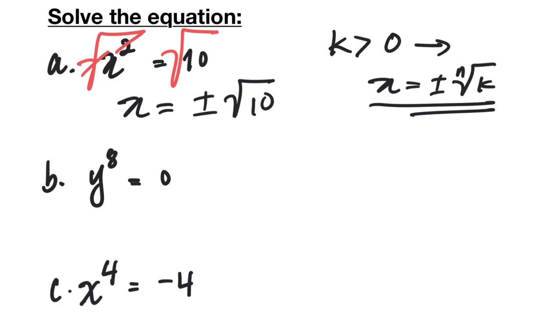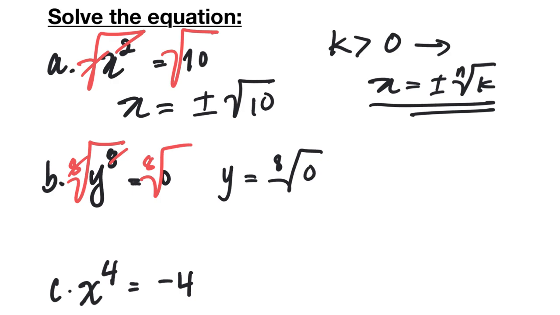Here we're going to get the 8th root of each side. Okay, so what is left now is just going to be y is equal to the 8th root of 0. And the 8th root of 0 is just 0. Y is equal to 0.